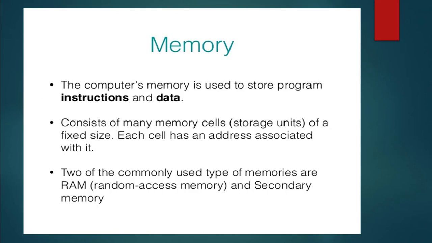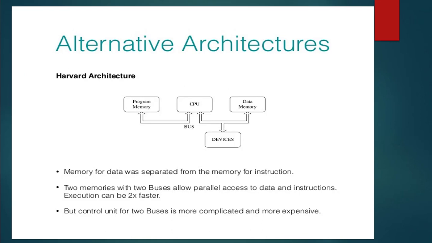Next, alternative architectures. There are hardware architectures where memory for data was separated from the memory for instructions. Two memories with two buses allow parallel access to data and instructions. Execution can be twice as fast. But the control unit for two buses is more complicated and more expensive.